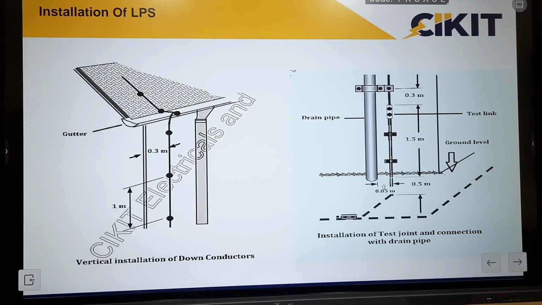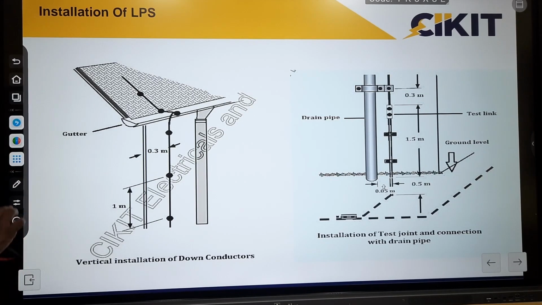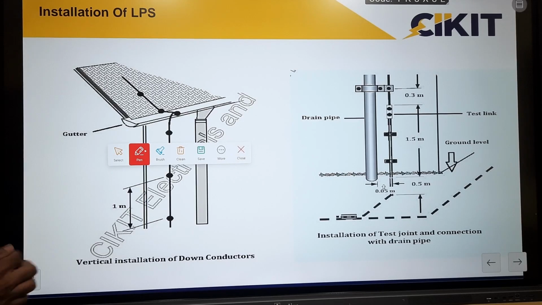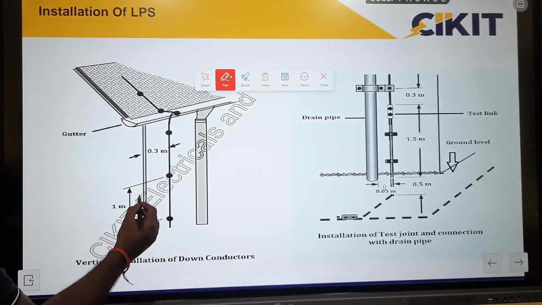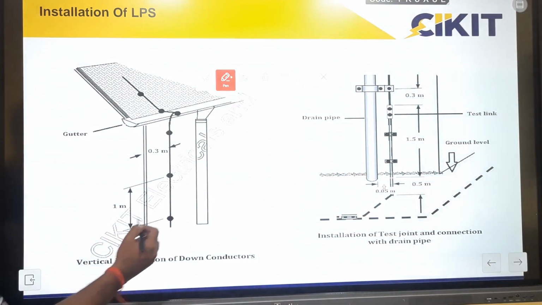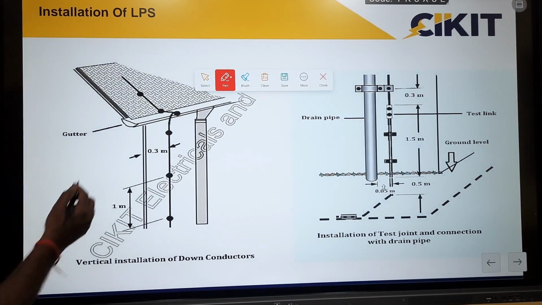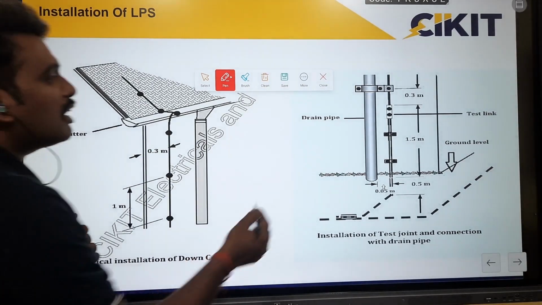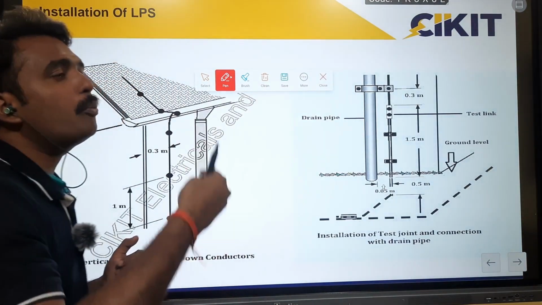Now, installation. The installation of the lightning protection system plays a very crucial role regarding the performance and protection of the structure. So there has to be proper coordination between the design and the installation. It is not recommended to install the down conductor along pipelines or gutters because the corrosion effect will be much higher. We have to clamp the down conductors at a maximum spacing of 1 meter. So the maximum distance between two clampings can be 1 meter. And it is always recommended to clamp the down conductor near the corners.